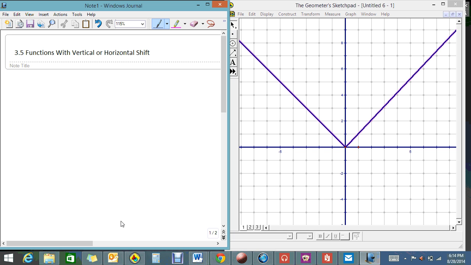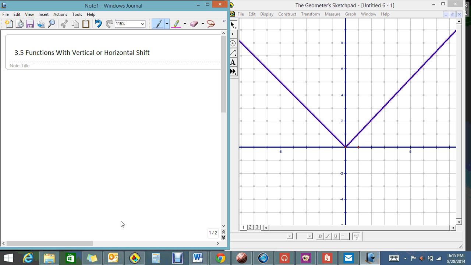And in the next video, we'll see what kind of things you add to the equation to stretch them or shrink them, make them fatter or skinnier. So right now, we're just going to shift them.